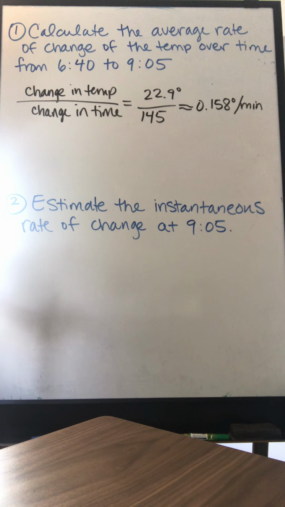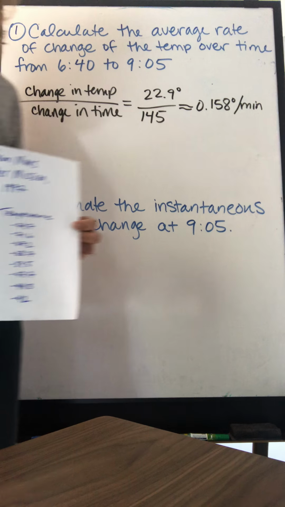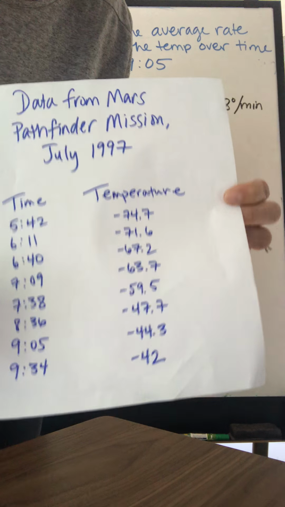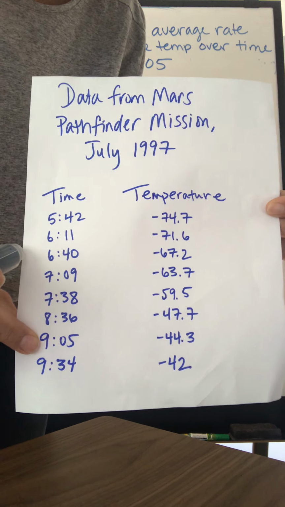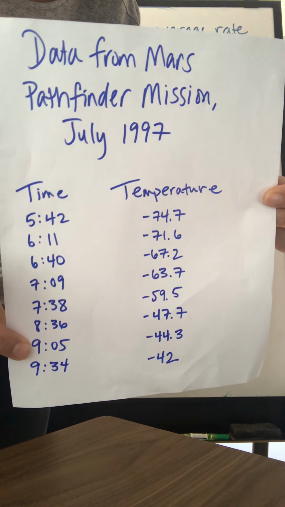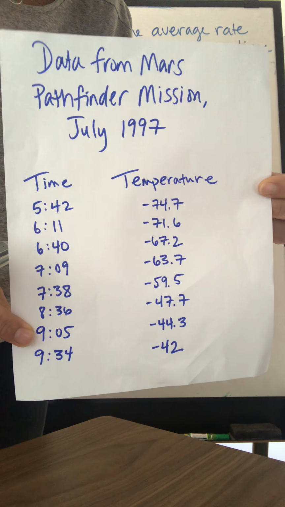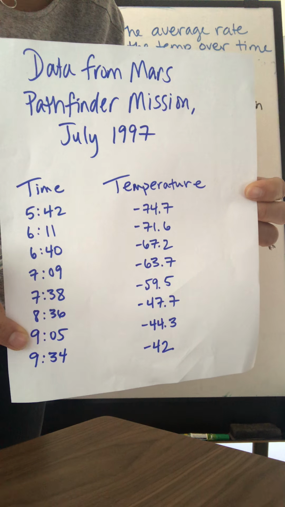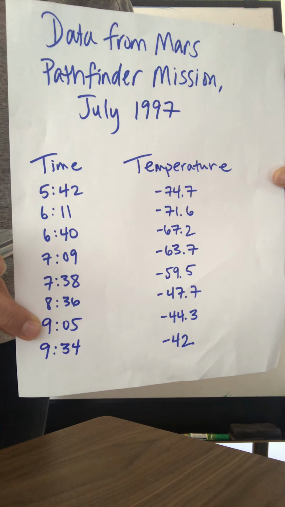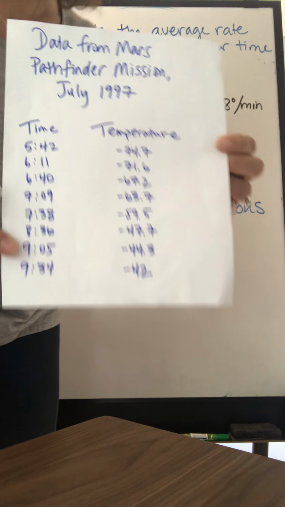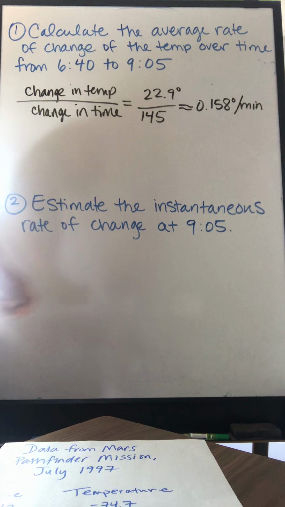Now in the second question, I want to find the instantaneous rate of change at this moment at 905. But all I have to work with is a table. So I don't have an equation, I can't find the derivative at this specific point. I don't have a graph, I can't find the slope of the tangent line. So what I'm going to do is approximate.